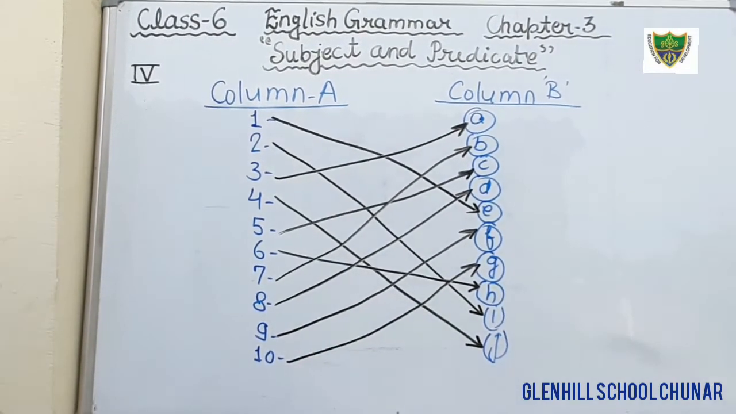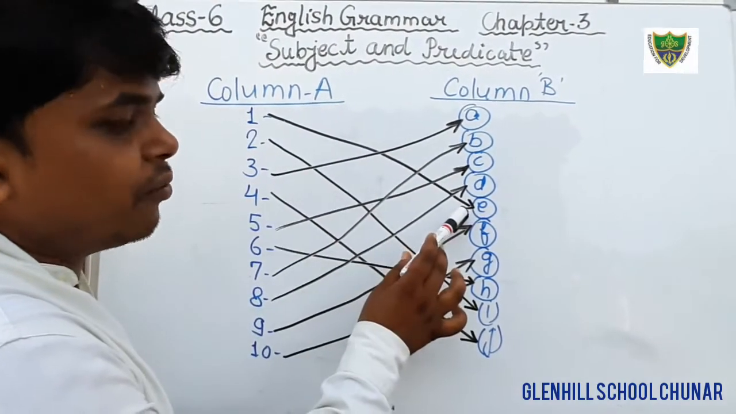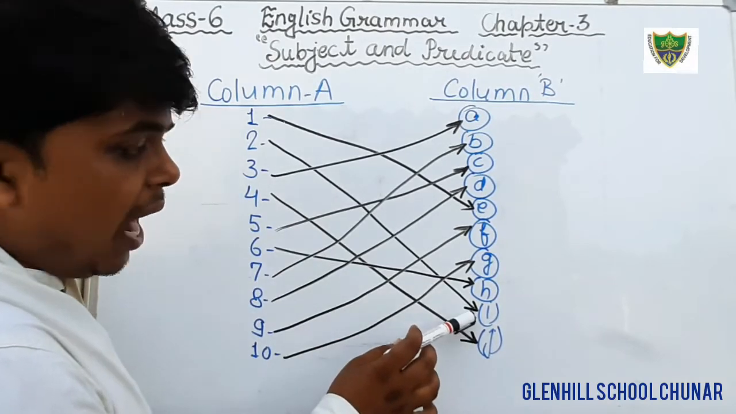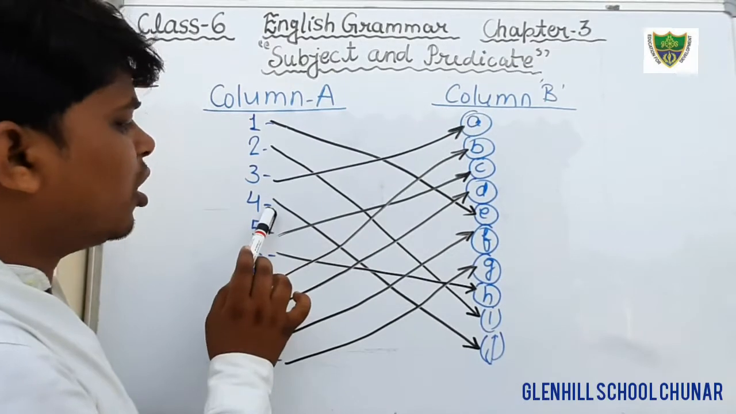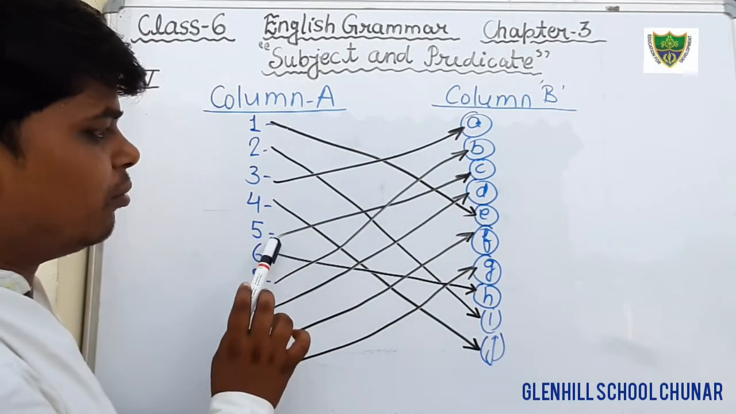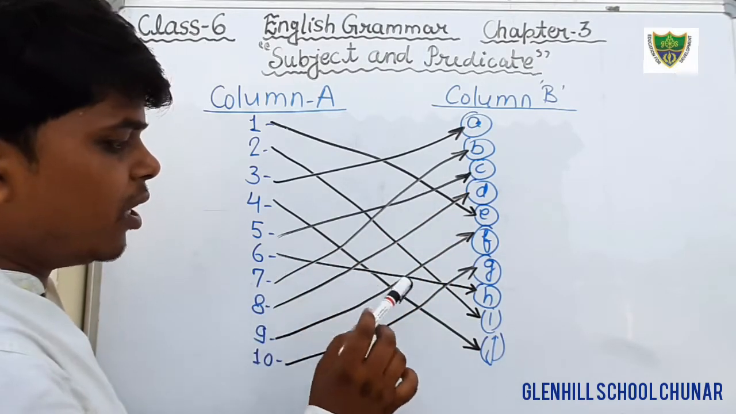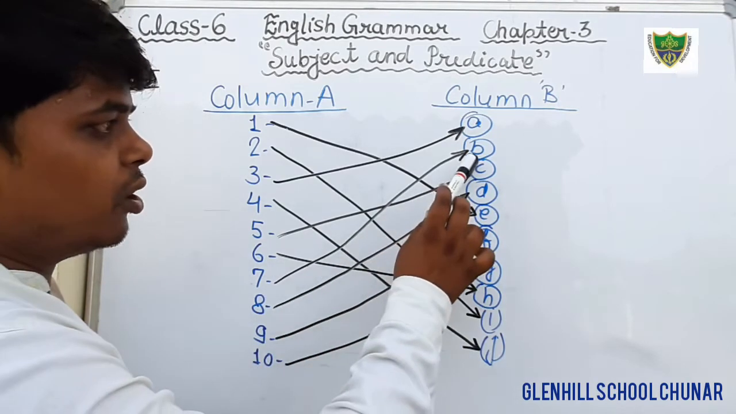Just see here, once again I am telling you. Question number first we will match with option number E. Question number second we will match with option number I. Question number 3 with option number A. Question number 4 with option number J. Question number 5 with option number C. Question number 6 with option number H. Question number 7 with option number B.